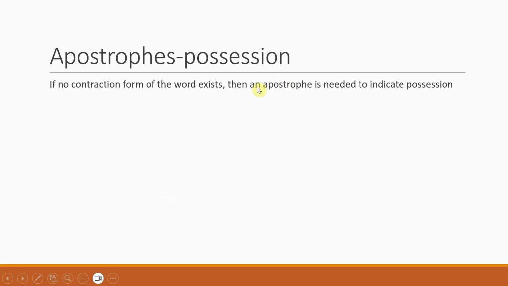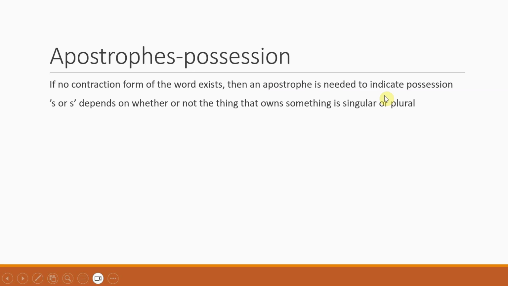So now let's go talk about possession. If no contraction form of the word exists, then the apostrophe is used to indicate possession. So you're going to have either apostrophe S or S apostrophe, depending on whether or not the thing that owns something is singular or plural. Note, it's not about what they're owning being singular or plural, but who's actually owning it. So, if it's singular, you have apostrophe S.